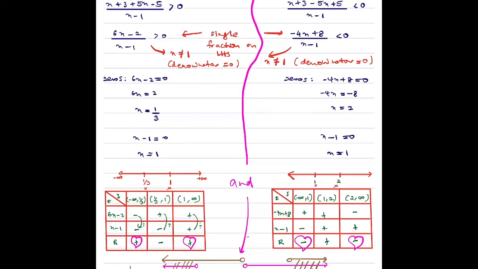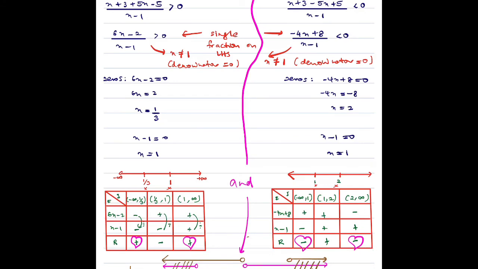Now draw the number line. The numbers are 1 over 3, 1, and 2. Start from here: x is less than 1 over 3, which does not include 1 over 3, and then greater than 1. This is the number line for table 1. Now look at table 2: x less than 1, and greater than 2.